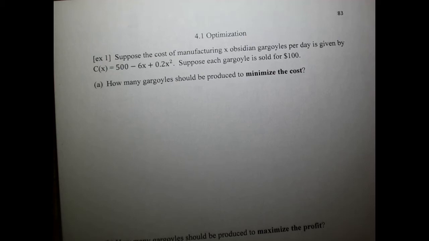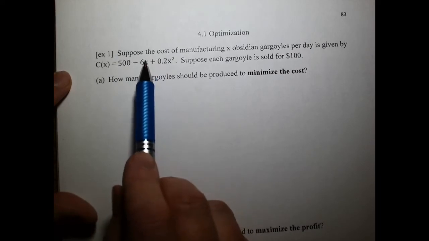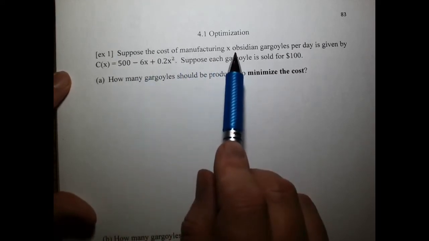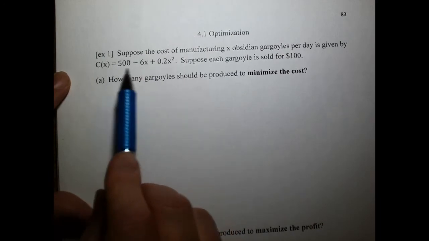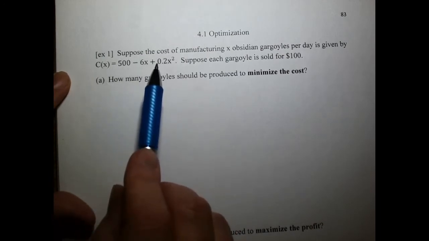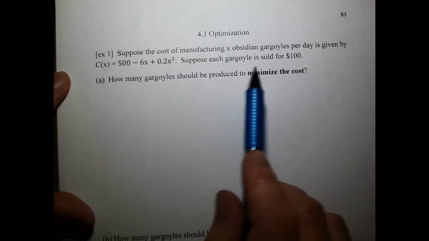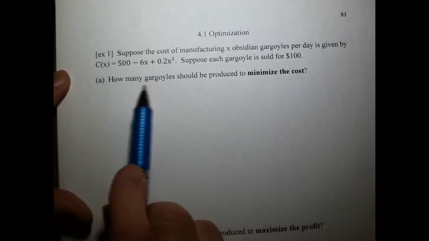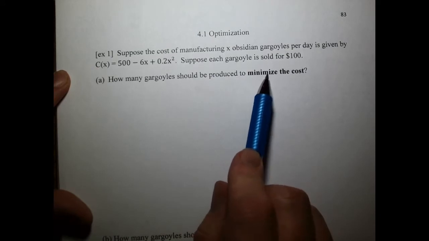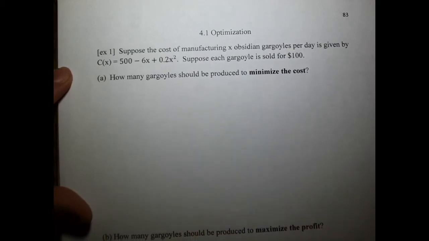Alright, so let's take a look at some additional applications of finding maximums and minimums. Let's suppose the cost of manufacturing x obsidian gargoyles each day is given by this cost function. And also each gargoyle is sold for $100. How many gargoyles need to be produced to minimize the cost?